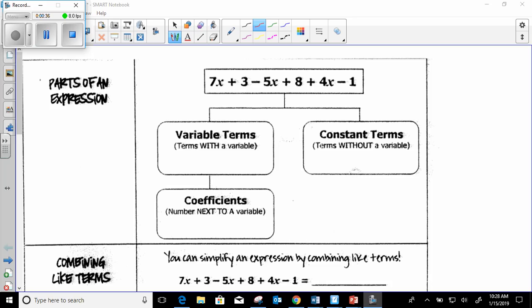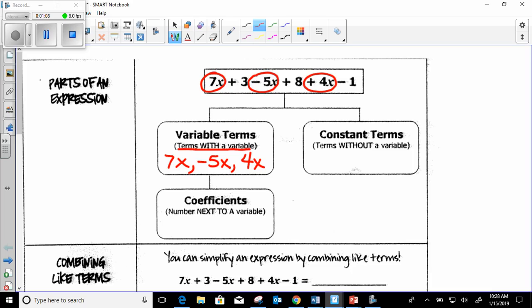So I'm going to circle, let's go with all of our variable terms first. Our variable terms are terms with a variable. So I'm going to circle 7x and I'm going to put that here. Let's see, a negative 5x. Make sure you include that negative. And a positive 4x. Now, when I write it down in variable terms, I'm not going to put the positive sign in front because it's understood that it's positive.